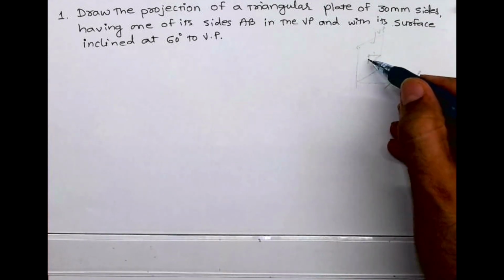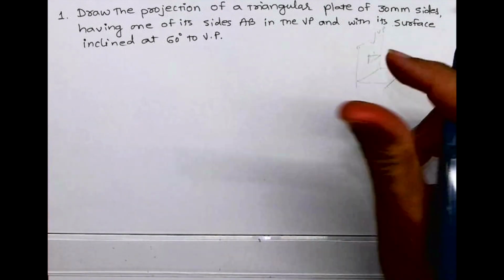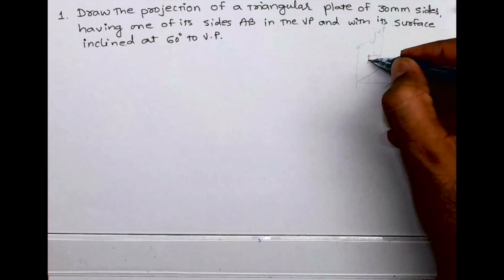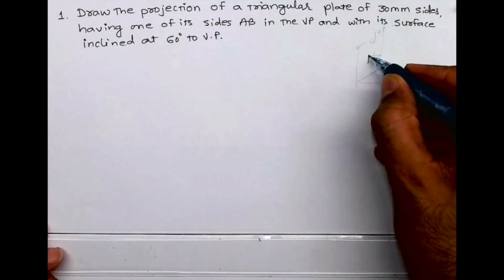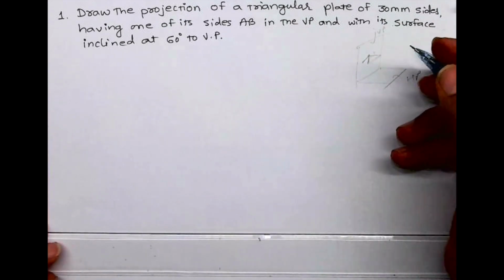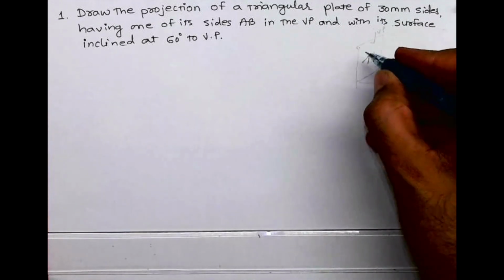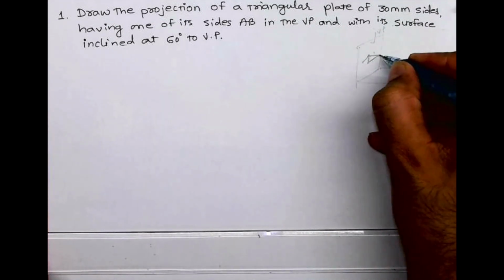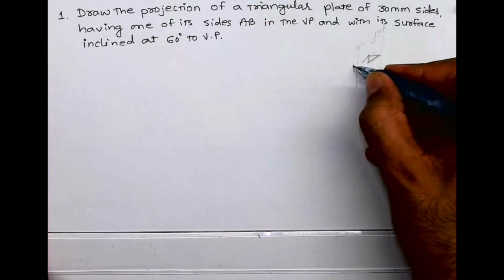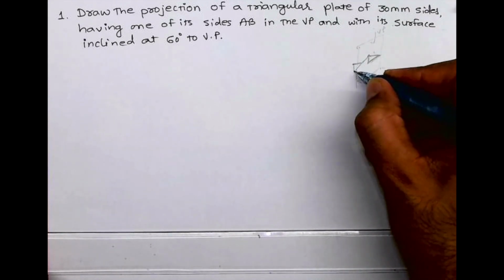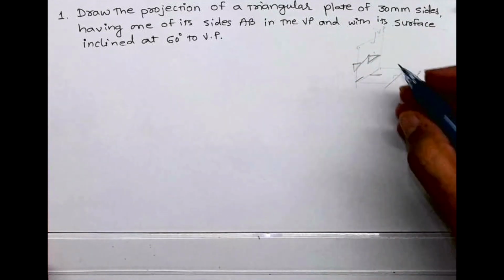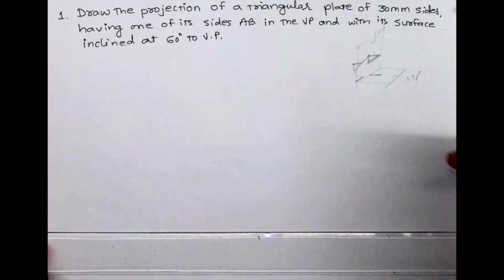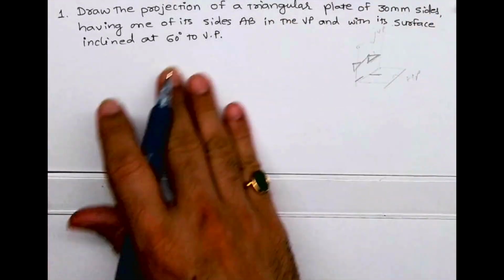Now this is our final stage. So we need to draw it in VP. So the side will be in VP. So this is our final stage. The initial stage would be like this, right? So first we will draw it in VP and then we will draw it inclined to VP. So first we will draw the XY line.